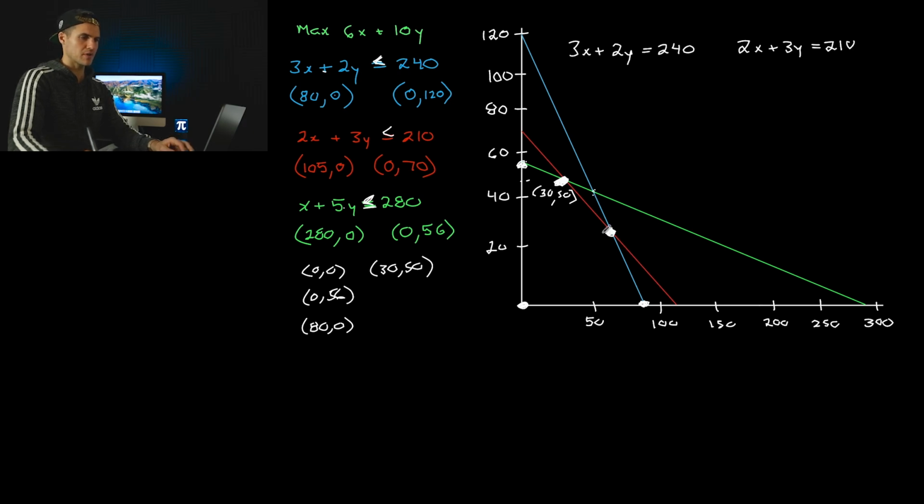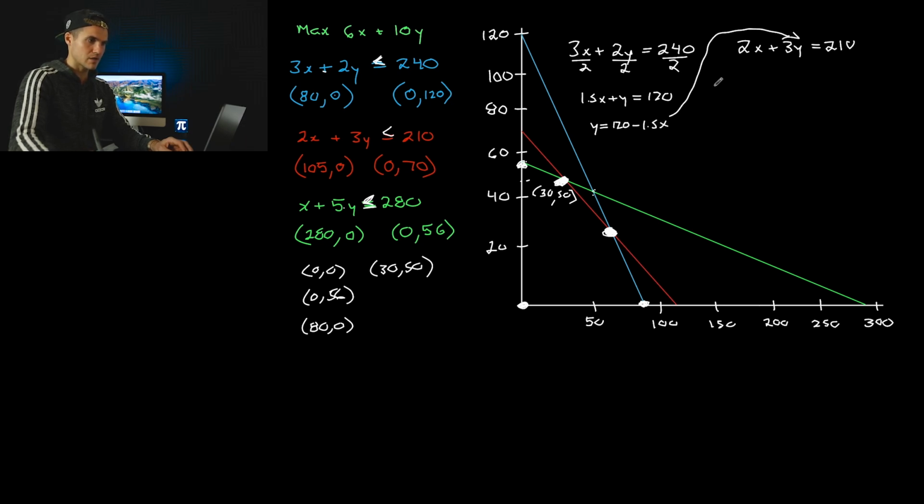So the next point of intersection we have to find is this one over here between the red line and the blue line. And so I took these two, I put them here. So whichever way you want to do this, I think what I'm going to do is over here, I'm going to divide everything by 2 to get the y by itself. So we'll have 1.5x plus y is equal to 120. So that means y is going to be 120 minus 1.5x. And then I'm going to plug that in for this y here. So we'll have 2x plus 3 times 120 minus 1.5x is equal to 210, like that.